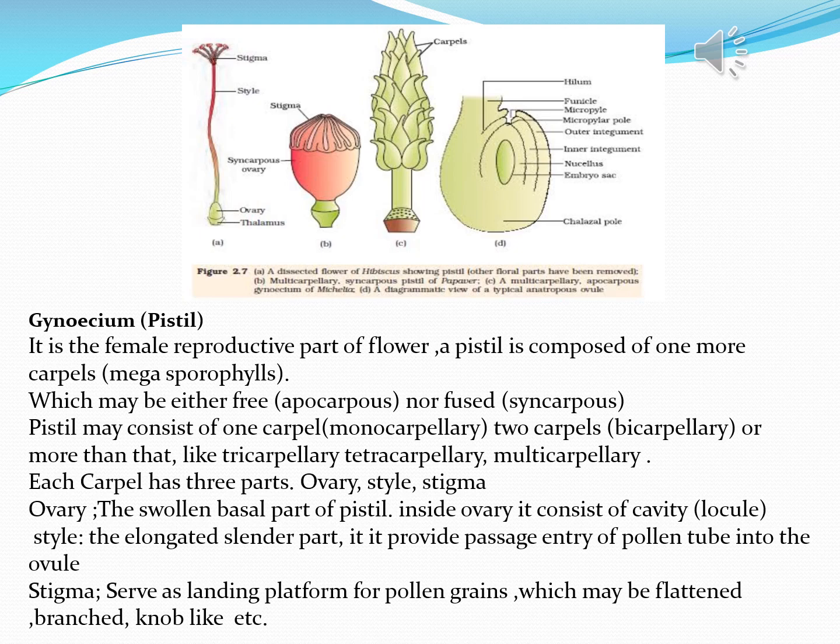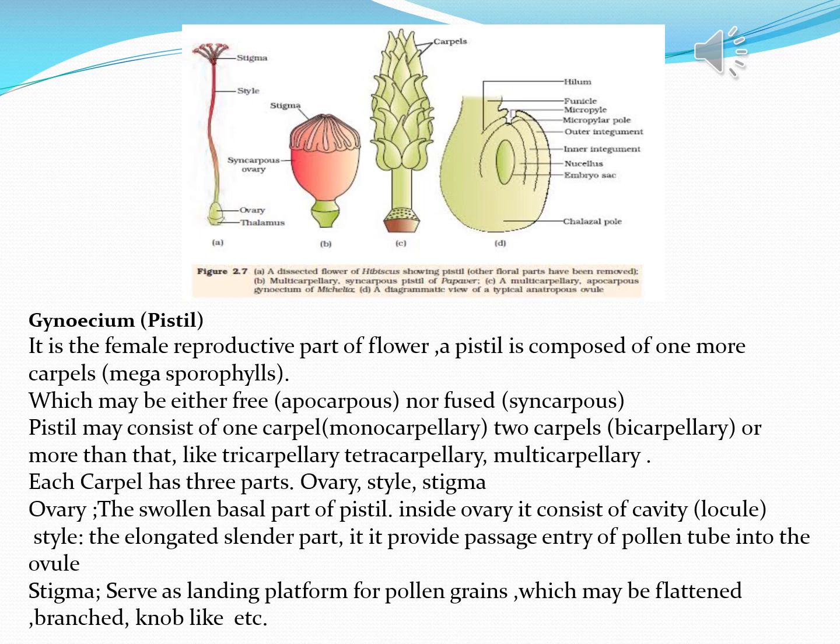The last one is the stigma. The stigma serves as a landing platform for pollen grains. The shape of the stigma may vary: it may be flattened, branched, knob-like, etc. Okay, so the diagrams are shown here.